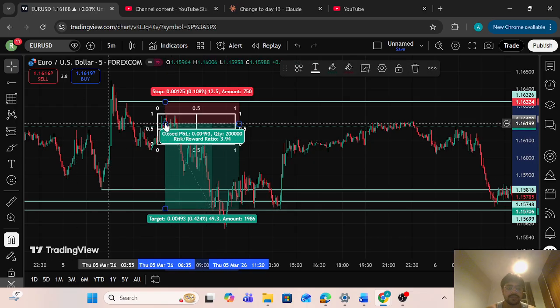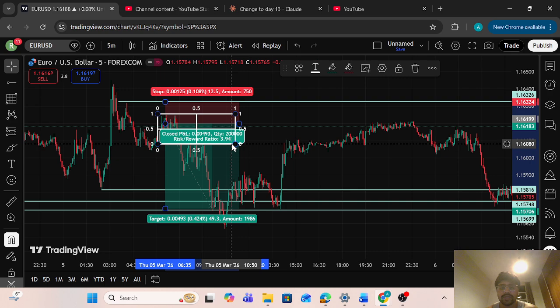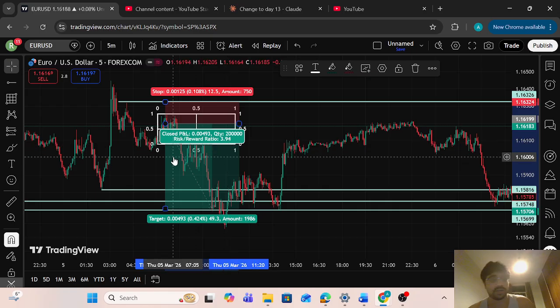Look how many pips that moves. Look how much profit. Look at the quantity, right? Risk reward 3.94 is what your risk reward is. Do you understand, guys? We are going to make money off of this trade. I think I took this trade realistically.